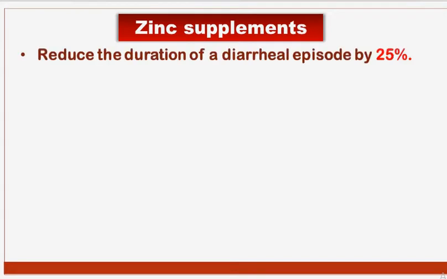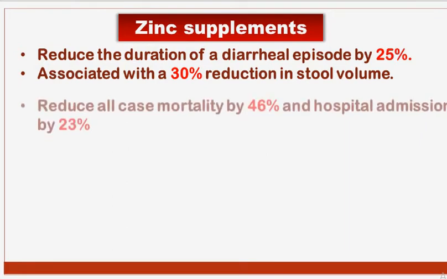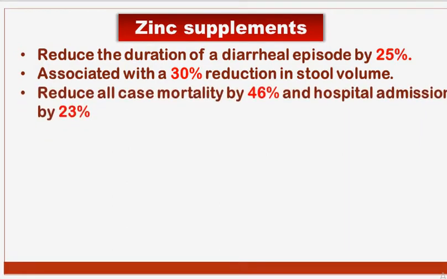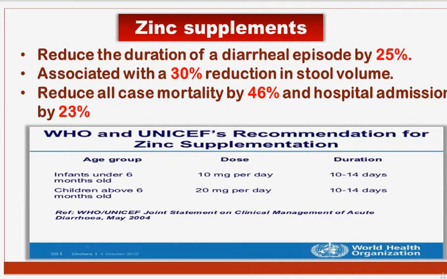It is very important to give zinc supplementation because it reduces the duration of the diarrheal episode by 25%. You know the effect of zinc supplementation in enhancing the immune state of the patient, not just in diarrhea and pneumonia, now even in COVID-19 they give it. It is also associated with a 30% reduction in stool volume. That's why we give it. It will also decrease the need for admission to the hospital and even the overall mortality. If the baby is less than 6 months of age, we give him 10 milligram per day for 10 to 14 days. If he is more than 6 months, we give him 20 milligram. This is according to the recommendations of the WHO.